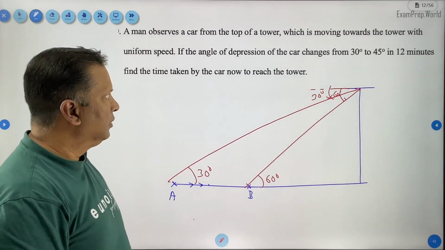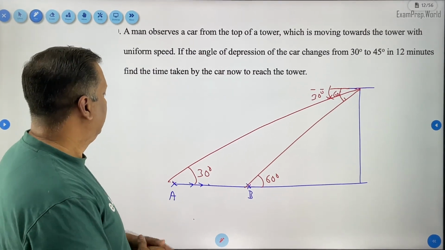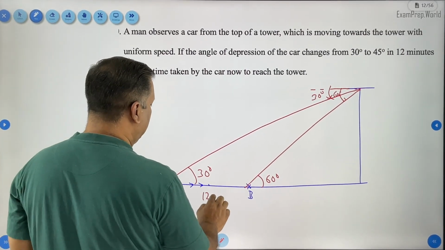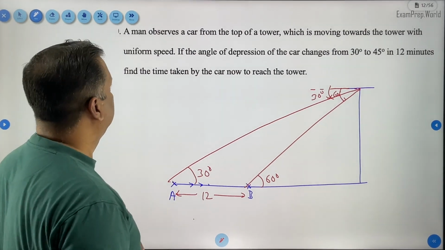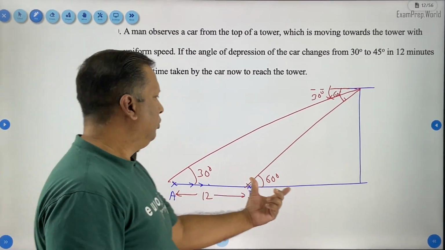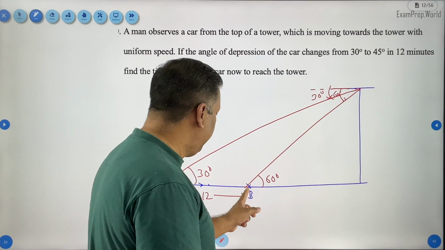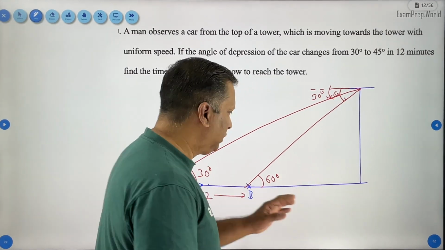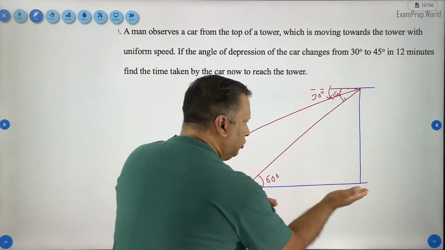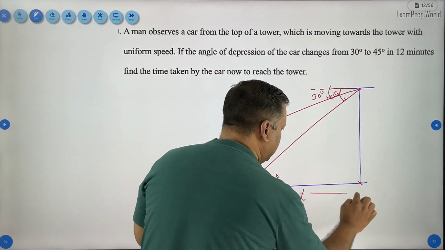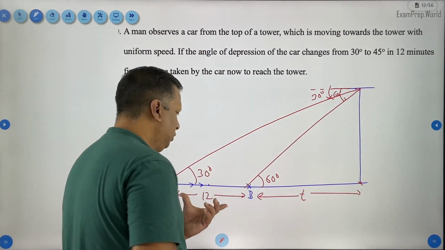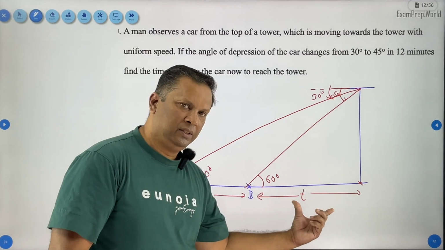Okay. Now what all data is given? From A to B, he is taking 12 minutes from here to here. Right? Further, how much time is the car going to take to reach the foot of the tower? That means it has to move from B to the foot of the tower here. So let it take time t. So 12 is given. We have to find this t.